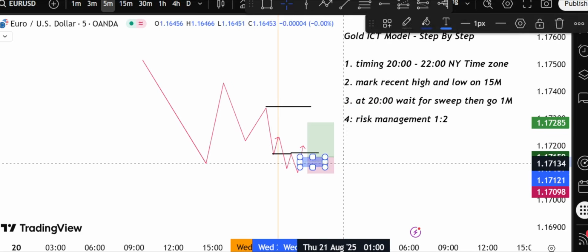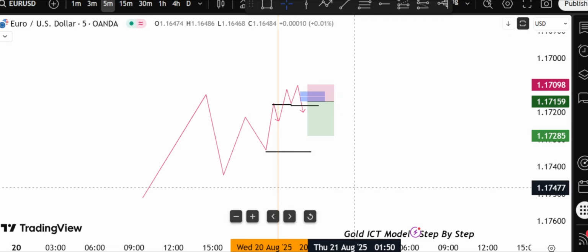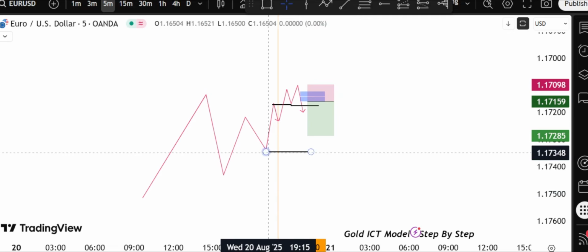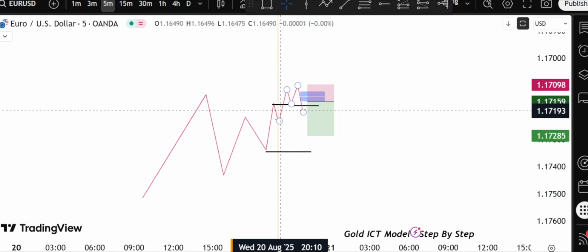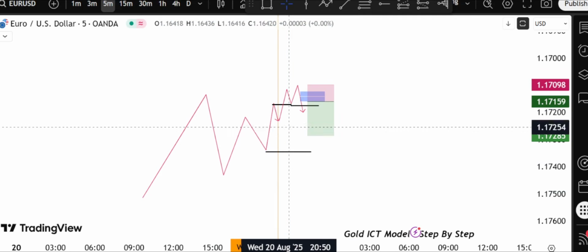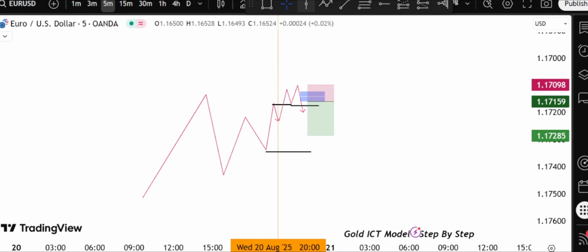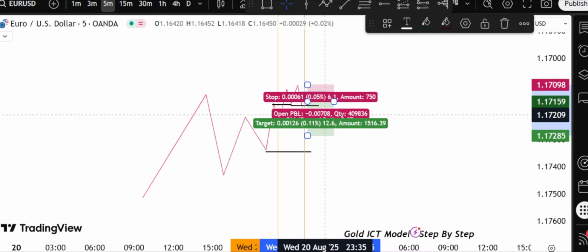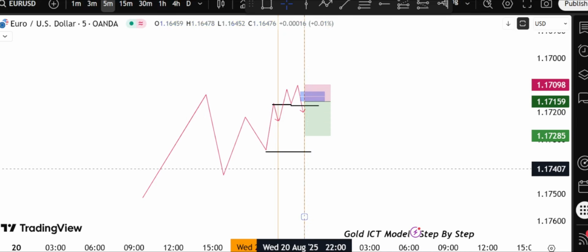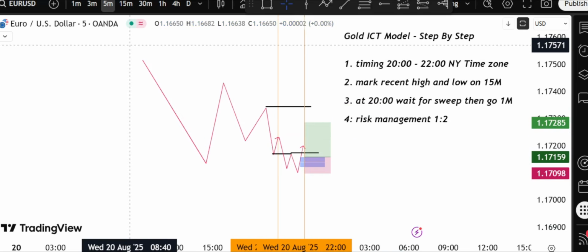This model is very simple. It has a high win rate. Same thing for the sell situation. We will mark the high and the low on 15 minutes. We will wait for a sweep, either high or low. Then we will go to 1 minute and look for a displacement. This should happen before 22 New York time. Now that we understood this, let me show you a couple examples.